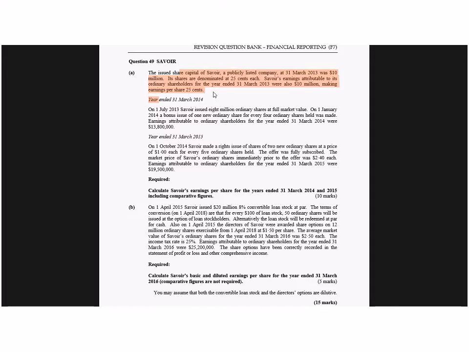Let's take one by one because the question's requirement is also like that. Calculate Sevier's earnings per share for the years ended 31st March 14 and 15 respectively, including comparative figures. Now for the year ended 31st of March 14, it said that on 1st of July 13, which is 3 months after the year has begun, Sevier issued 8 million shares at full market value. Now this means that we need to calculate the weighted average number of shares. Further, on 1st of January 14, a bonus issue was made for 1 new share for every 4 ordinary shares held. The earnings are also given as 13.8 million.